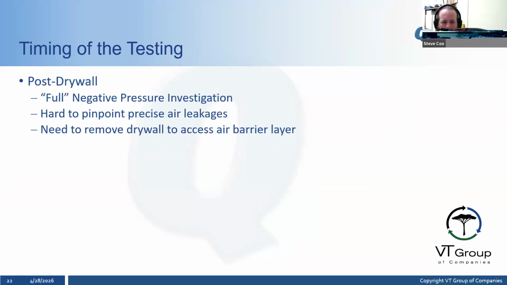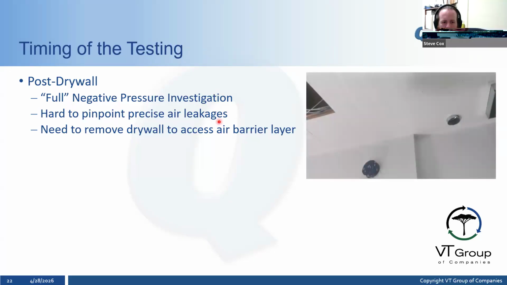Some of the tests we do are post drywall. So that summary sheet image I showed you already was from a post drywall test. When I went into that house, I was able to do a full negative pressure testing investigation. So I'm able to do the full numbers as if it is a final, pull that house down to -50. It's hard to pinpoint precise air leakages, as you can imagine.